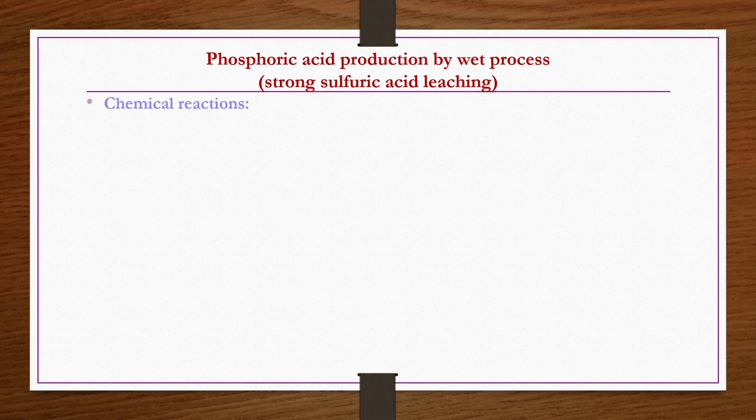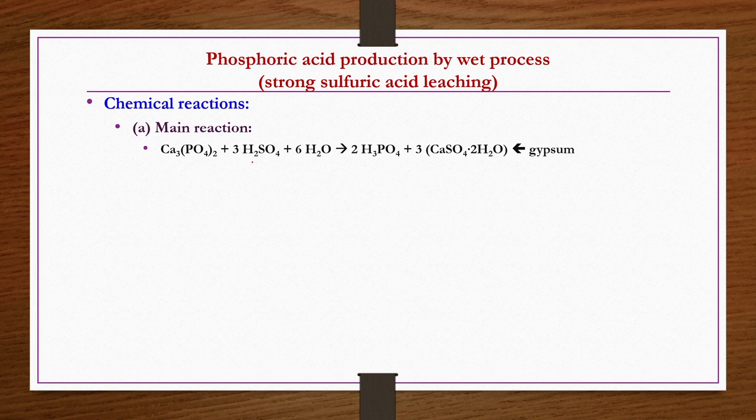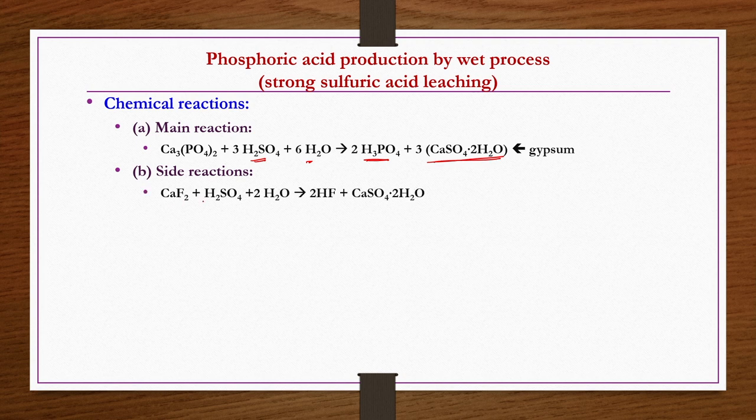Chemical reactions. The main reaction is that calcium phosphate reacts with strong sulfuric acid and water to give phosphoric acid and gypsum. The side reaction is that calcium fluoride reacts with sulfuric acid and water to give hydrogen fluoride and gypsum. This hydrogen fluoride reacts with silica to give H2SiF6.